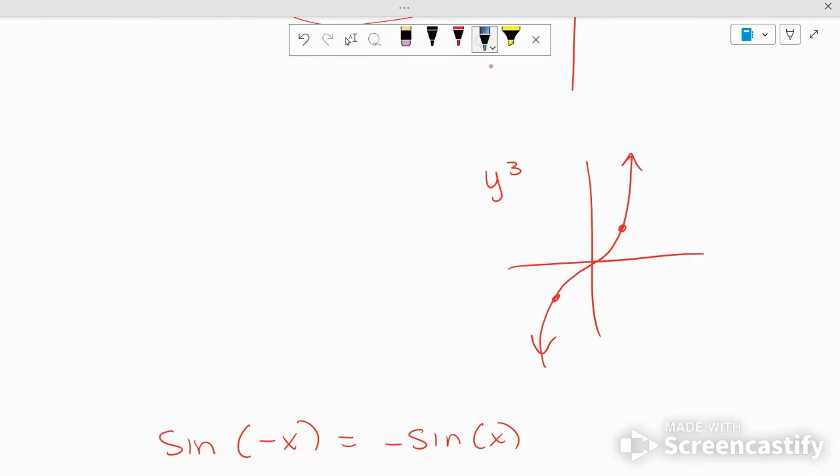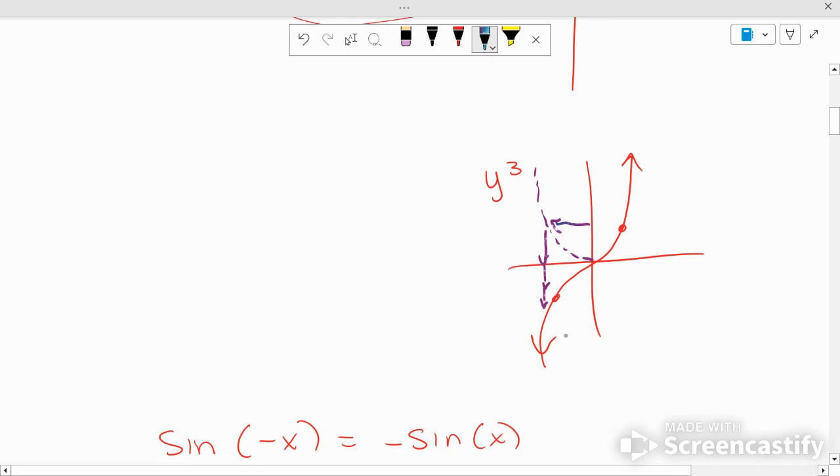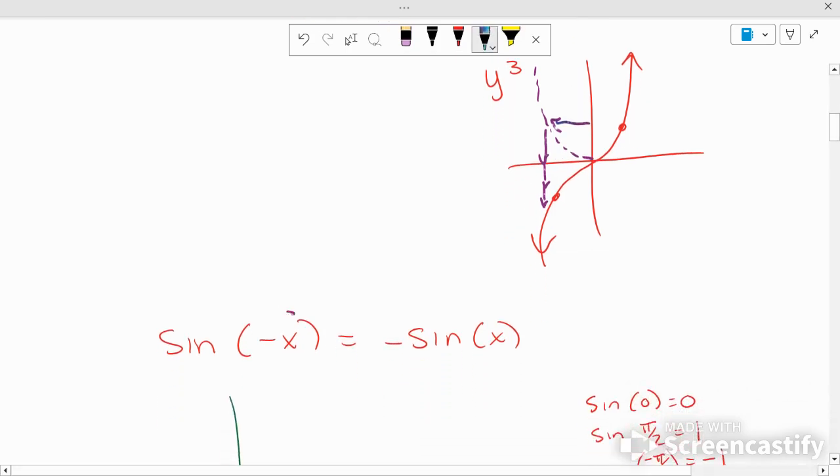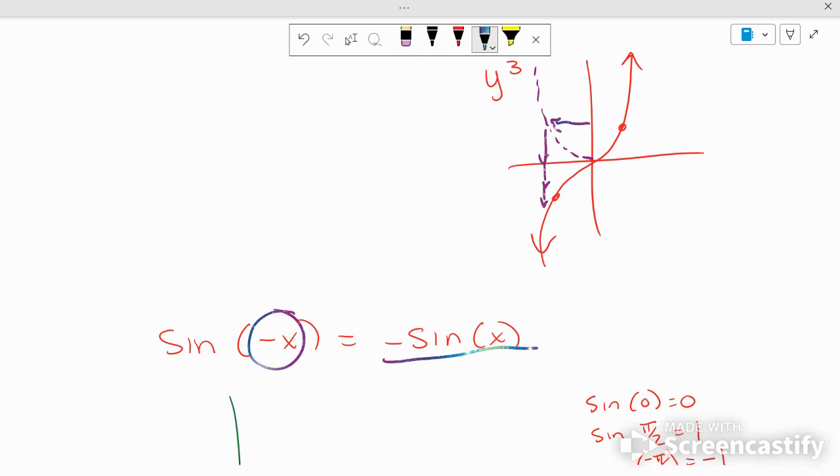then it is a reflection. So we reflect across the y-axis, and then we're going to reflect across the x-axis. When you do a double reflection, the sine of a negative number is going to equal negative sine of x. The sine of a negative number equals negative sine of x.